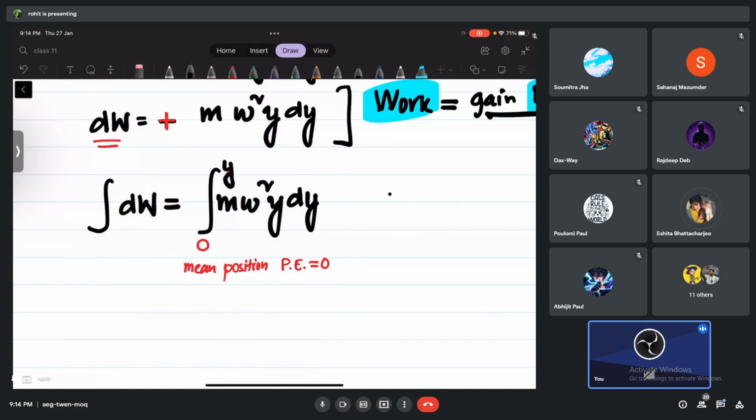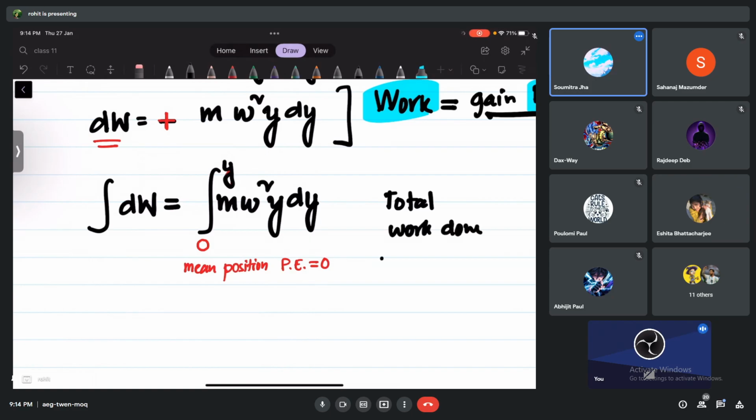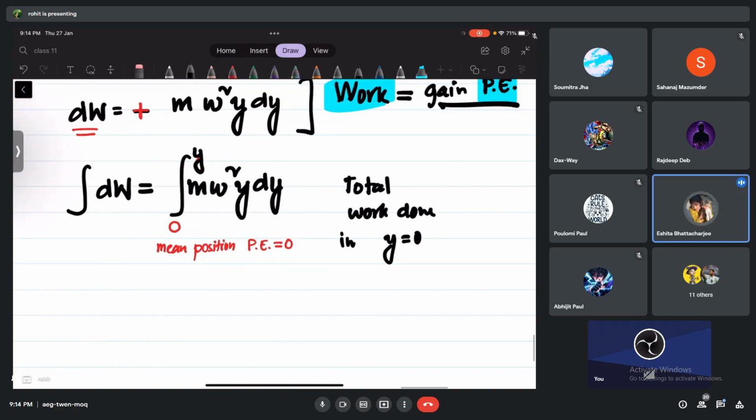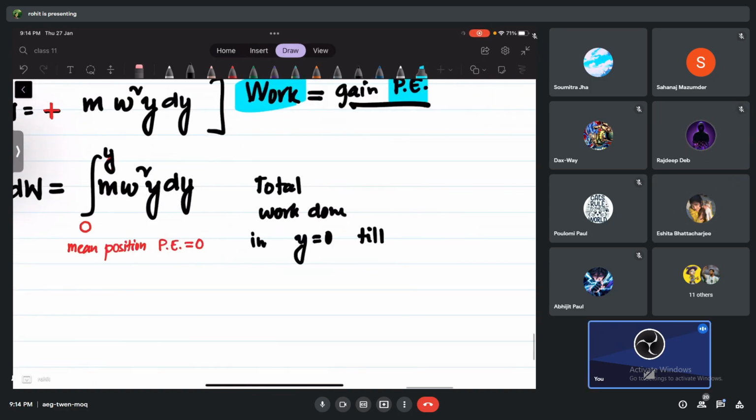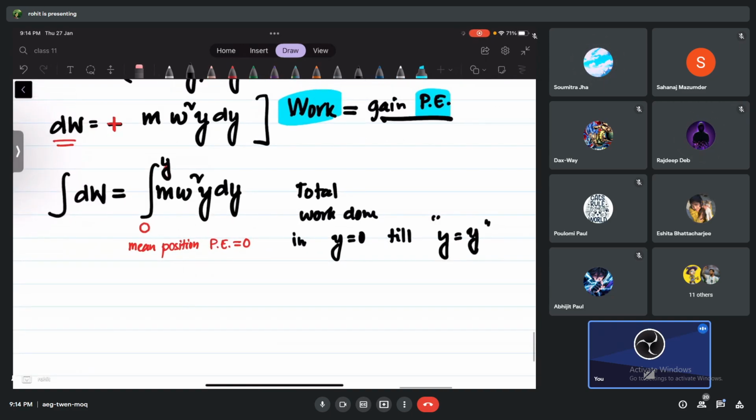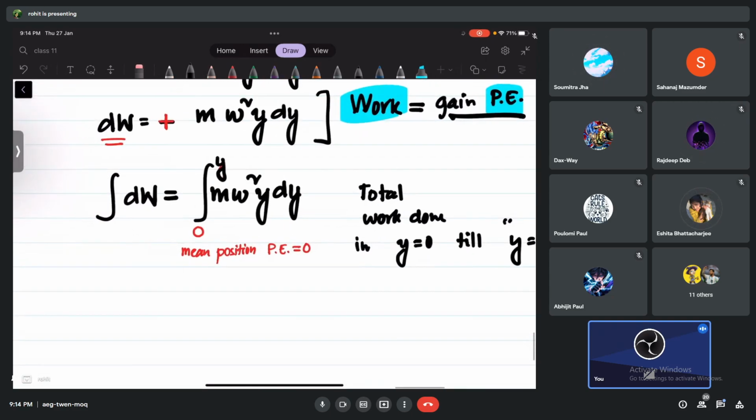Total work done, right? In displacing the particle from where to where? From y equals 0, till we reach which position? y equals y, some position called y. Okay, I hope you are clear with this. Everyone clear? Can I say it's clear?